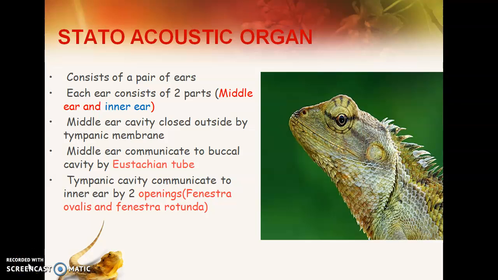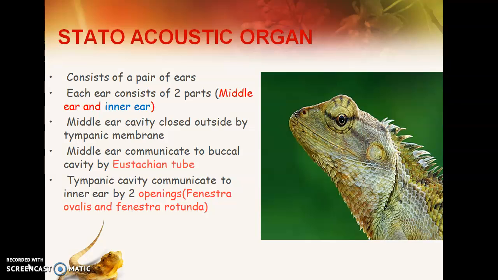Now we are discussing the third sense organ of Calotes, that is the organ of balancing or the Stato-Acoustic organ, or more clearly, the ear of Calotes. The Stato-Acoustic organ consists of a pair of ears, and each ear consists of two main parts. They are called the middle ear and inner ear.